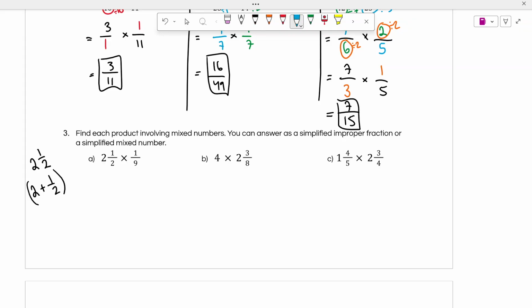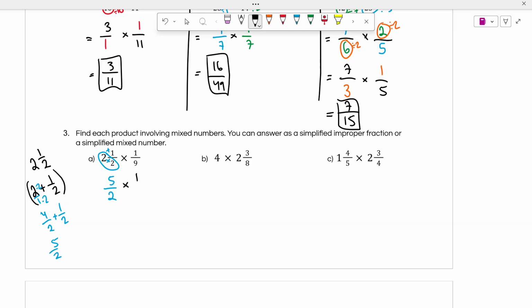So let's remind ourselves that, of course, 2 is really 2 over 1. We're going to multiply top and bottom by 2 to get a common denominator of these fractions, and this gives me 5/2. Now, the shortcut way of doing that is multiply your whole by your bottom and then add the top. 2 times 2 is 4, plus 1 is 5/2.